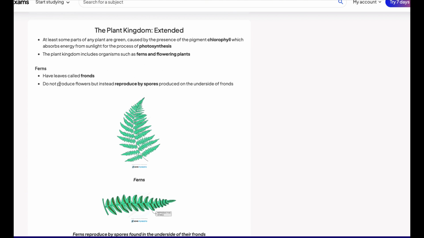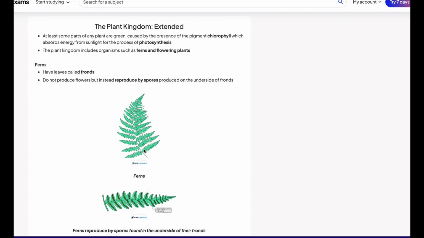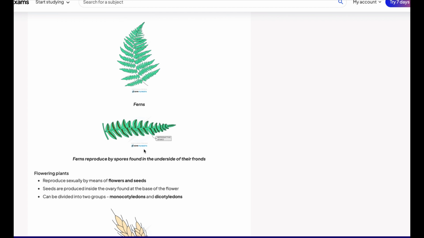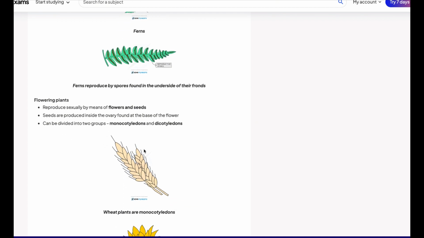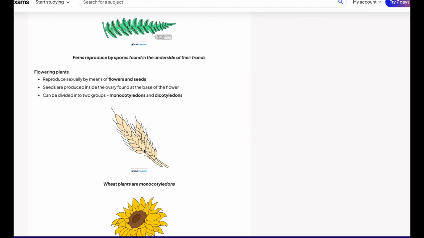The ferns have leaves called fronds, and they do not produce flowers. Instead they reproduce by spores. That's their mode of reproduction. They do not produce flowers, that's why they are not called flowery plants. Now, let's take a look at the flowery plants itself.